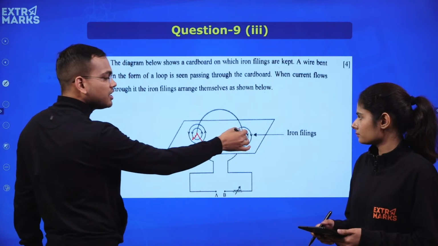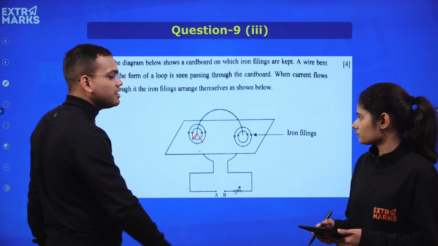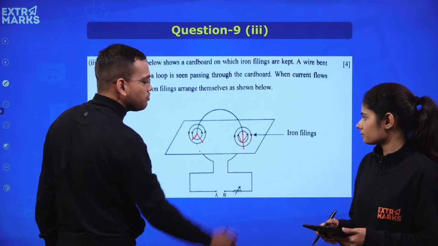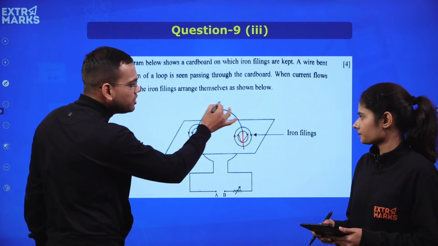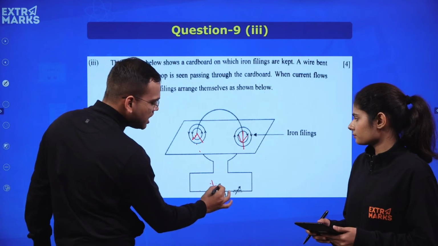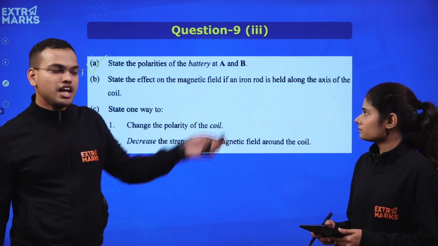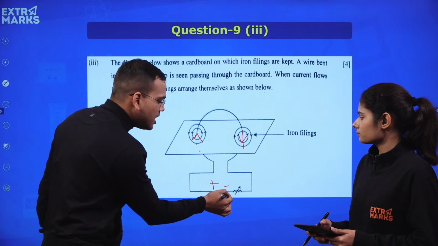Now here the fingers are curling in the anti-clockwise direction like that. So here the current will be flowing in the downward direction. So current is going from here and reaching here. So terminal A will be positive, terminal B will be negative. So the polarities of the battery at A and B are positive A and negative B.